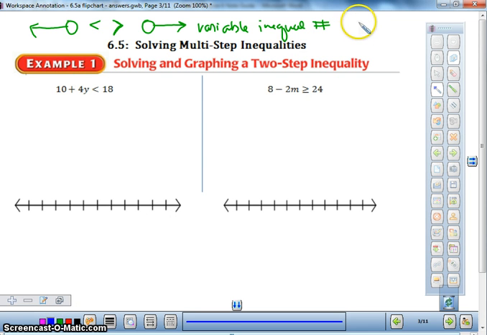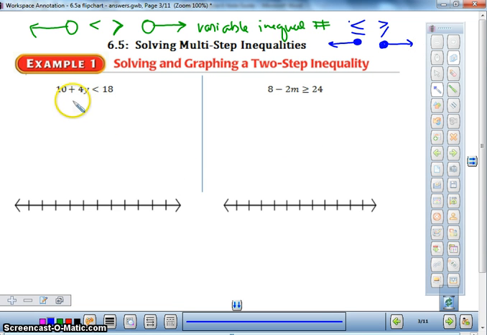Now, a lot of times you might have to rewrite it, remembering also that our less than or equal is going to have a closed circle, and our greater or equal will also have a closed circle because of the equal that includes the number, and going to the right.